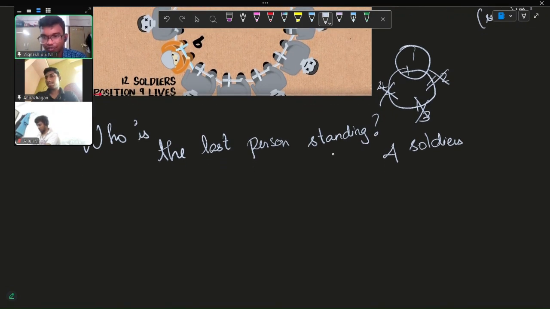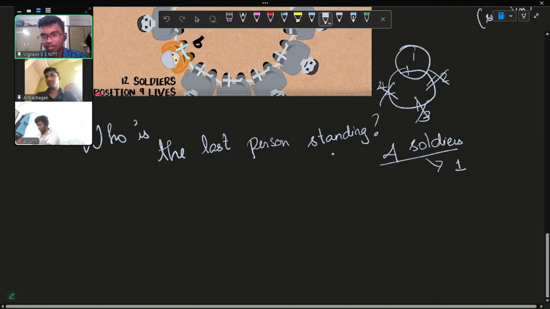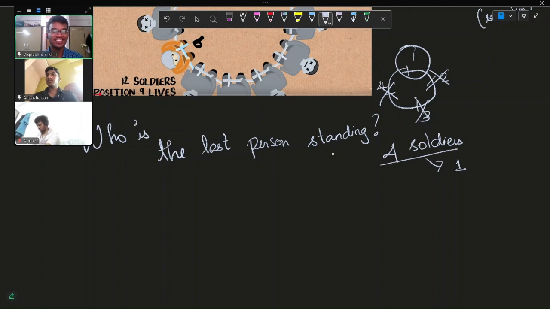So you said for 4 soldiers, the answer is 1. This is the hint I am saying. For 4 soldiers, we got the answer as 1. For any number of soldiers, what is the answer? For n soldiers, what is the answer? Yes, what is the solution?